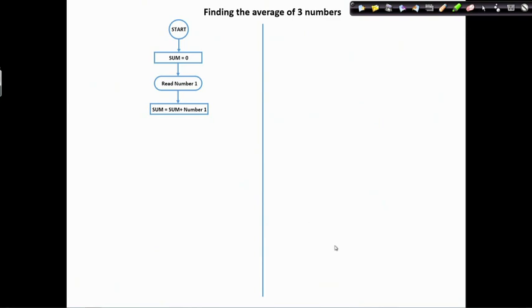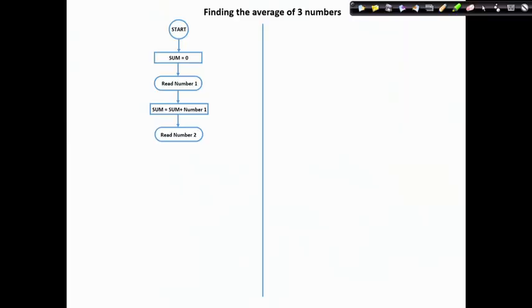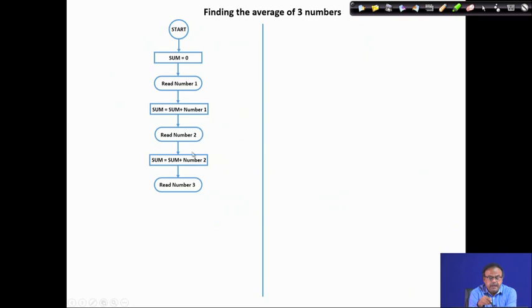Next what should I do? After I computed the sum, then I read the second number, because I have to read 3 numbers and find the average. I read the second number and then I add the second number with the sum. The value of sum is now 5. I have read the second number, suppose that was 8, then the sum becomes 8 plus 5, that is 13. Now, I come and read the third number, suppose it is 3. All right. So, I read the third number and then I compute the sum. So, I have computed the sum to be 13 plus 3, 16.